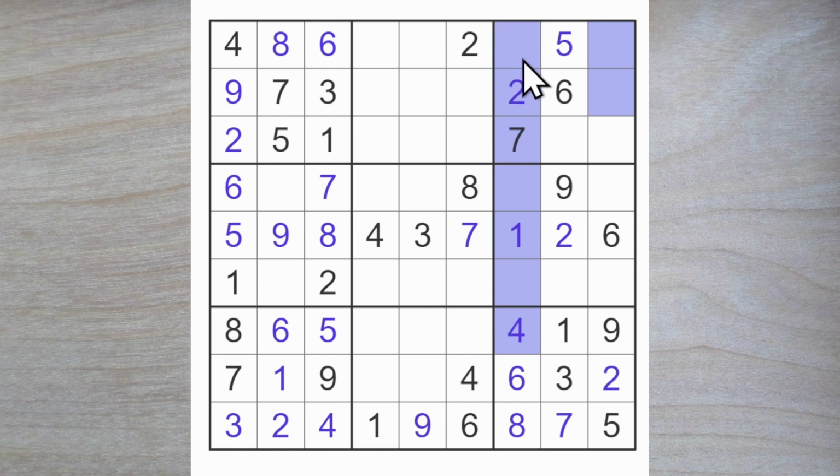4 and 8 block up here. 4 and 8 block over here. 4 and 8 somehow in 2 of these 3 squares. And a 1 in one of these 2 squares. What else is missing? A 3. 3 I don't know much about. And a 9. The 9 of course must go here.